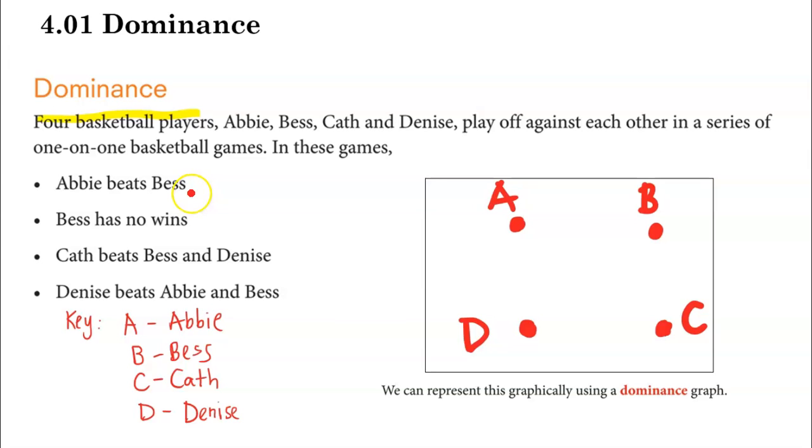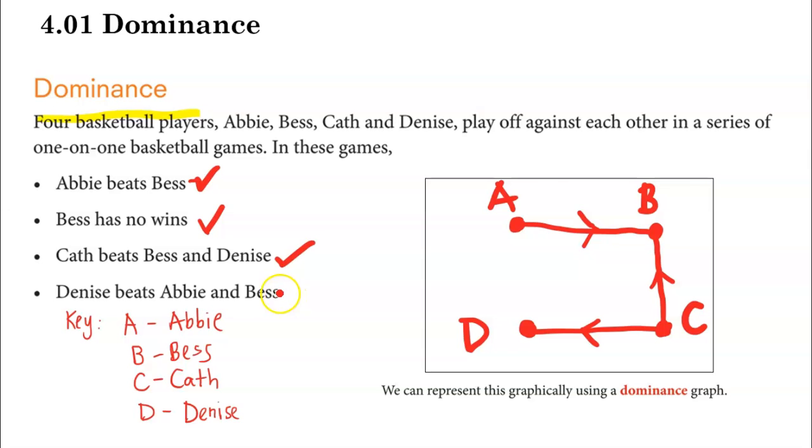And look at the question. A beat B. So it means A has an edge to B and the arrow is towards B. That means A wins. Done. B has no win, so B is not going to win against anyone. I cannot draw anything there. C beat B and D. So C has a line to B, I win, and C has an arrow towards D. And D beat B.